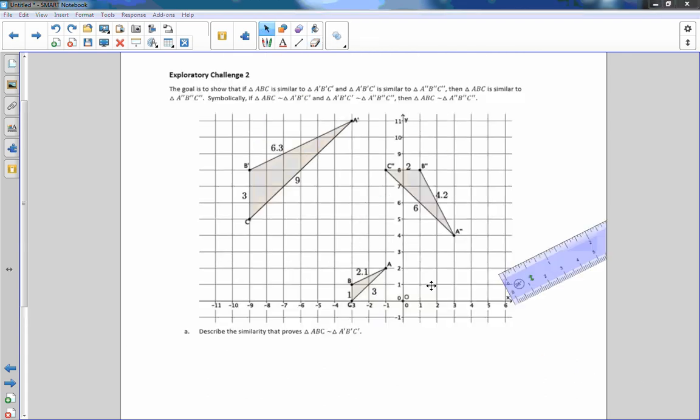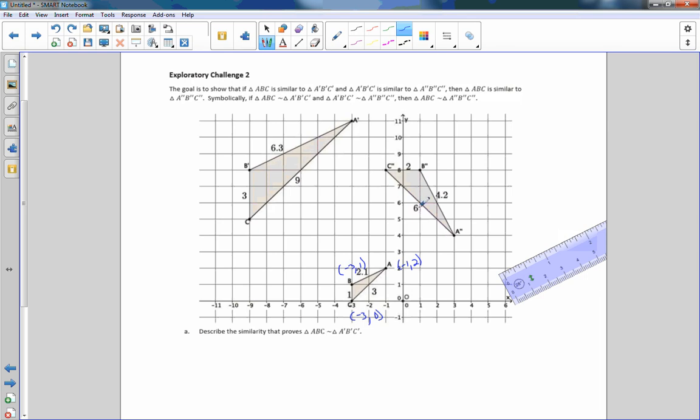And I'll be back in a moment. Okay, so now we're going to verify that I can go directly from A, B, C to A double prime, B double prime, C double prime. The first thing I'm going to do is scale it up. So I'm going to label my coordinates. A is -1, 2. C is -3, 0. And B is -3, 1.